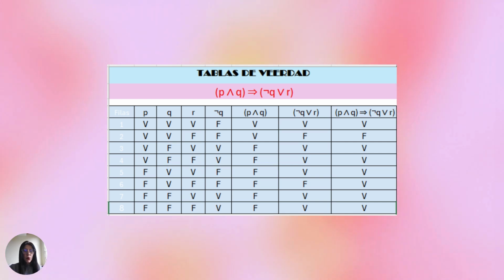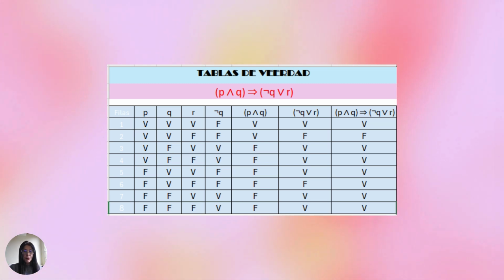At the end, we are going to be focused on the result of this parenthesis and the next parenthesis that is going to be here. The connector for this exercise is "if, then." We are going to work with the result of this part and of this parenthesis, that is this column and this column.